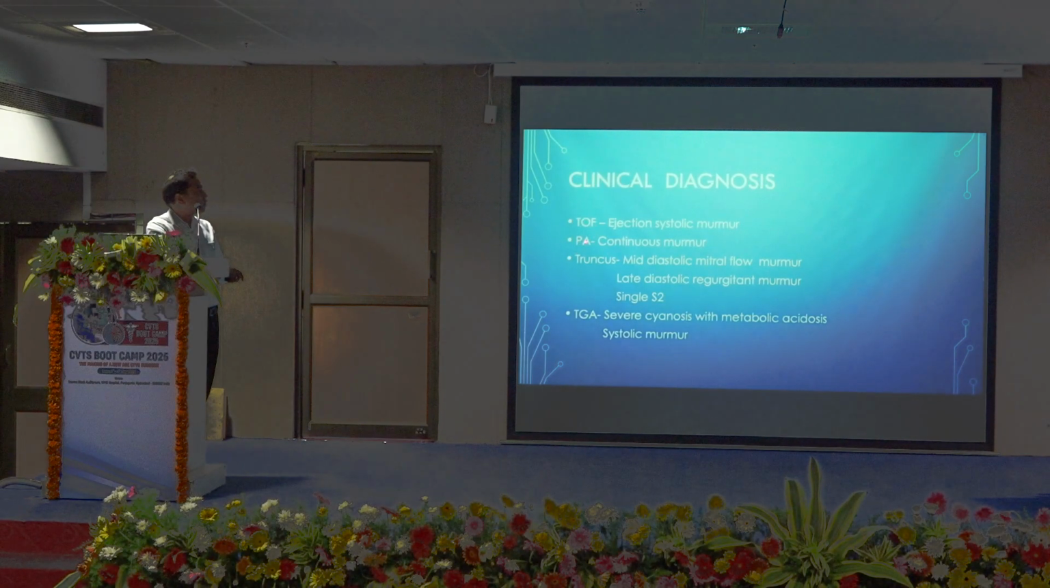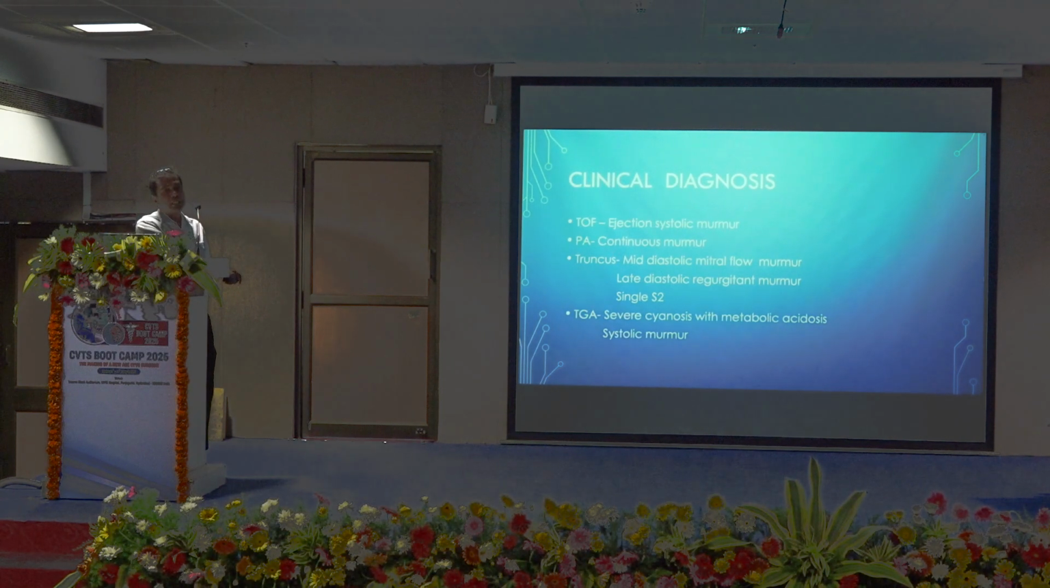Usually tetralogy of Fallot murmur will be ejection systolic murmur of pulmonary stenosis, and you will find it in the left upper parasternal area. If it is a case of pulmonary atresia, you will find PDA flow murmurs, which will be a continuous murmur. Coming to truncus arteriosus, I'll come in detail later.